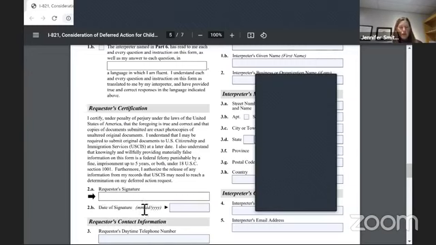This is where you sign. You, the person applying for DACA, sign here. You're the requester. And when you sign this form, you're saying that everything on the form is true. You're signing under penalty of perjury, meaning you swear that everything's accurate.